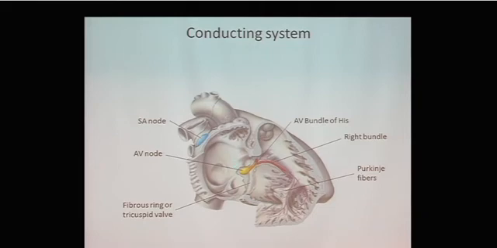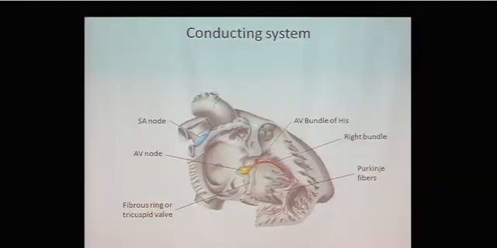These are called the AV bundle of His through the upper part of the interventricular septum, and then into the bundle branches. There's a right bundle branch and a left bundle branch that continue to conduct these signals into the Purkinje fibers that go into the ventricles, then out to the papillary muscles around the walls of the heart and cause the ventricles to contract. So this is the conducting system of the heart.